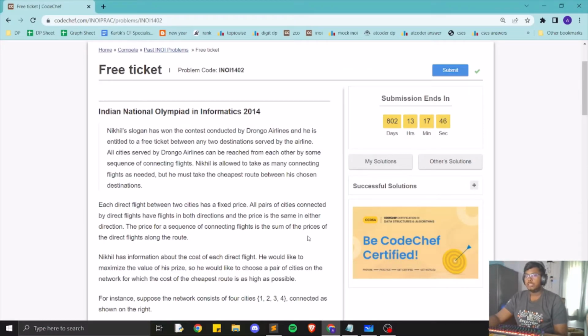So the problem states that Nikhil Slogan has won the contest conducted by Drongo Airlines and he is entitled to a free ticket between any two destinations served by the airline. All cities served by the Drongo Airlines can be reached from each other by some sequence of connecting flights. Nikhil is allowed to take as many connecting flights as needed, but he must take the cheapest route between his chosen destinations. So this paragraph means that the graph is a connected graph.